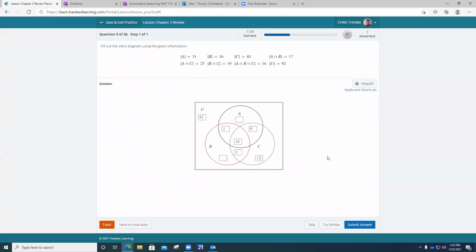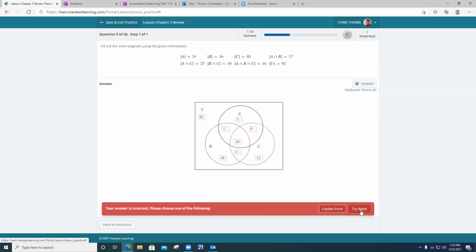And then B has 36. So 36 minus 3 minus 16 minus 1 equals 16. And finally, A has 31. So 31 minus 1 minus 9 minus 16. And I put all the numbers in so you could hear me say them, but obviously you can combine numbers when you solve this problem.